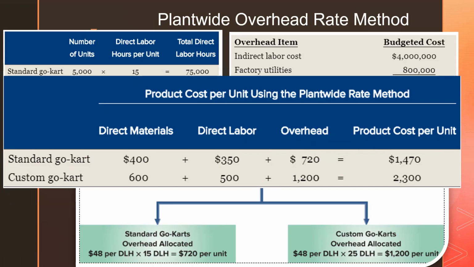$1,470. For custom go-karts, we're going to take the $600 they're just giving to us, plus the $500 plus the $1,200 that we calculated. That tells us our manufacturing product costs are $2,300. So that's just the manufacturing cost. So we would want to charge more than whatever amount the manufacturing cost is.